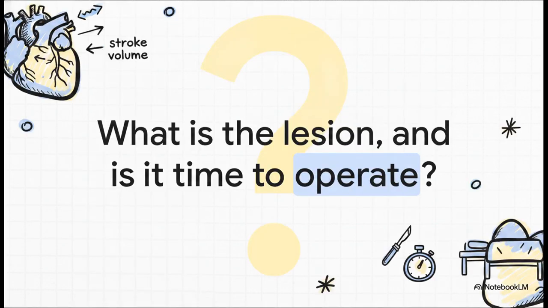Now, please don't let his mild symptoms fool you. On the boards, a huge stroke volume is being ejected and then leaking right back into his ventricle during diastole.